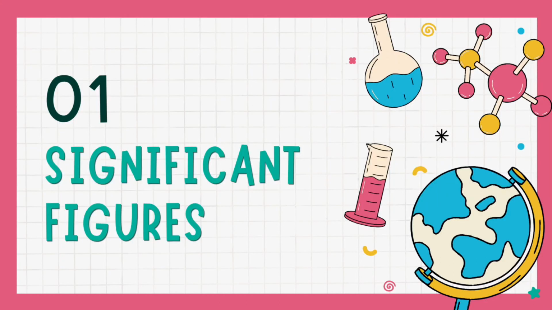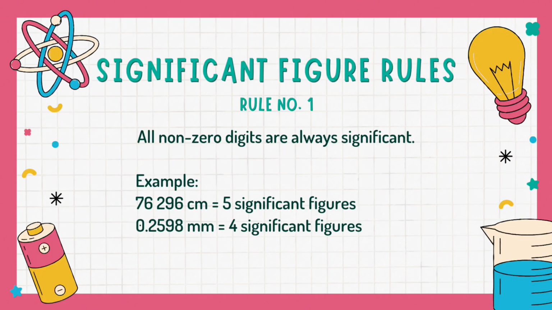For the first topic, we are going to discuss significant figures. This discusses rules to identify significant figures in digits. Rule number 1. All non-zero digits are always significant.